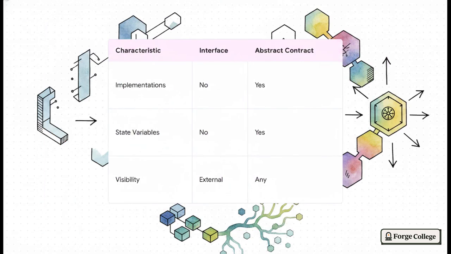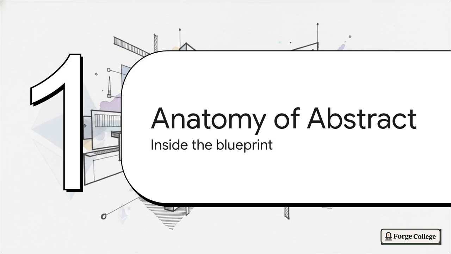Let's actually put them side by side and compare their capabilities. Can interfaces have implementations? Nope. Abstract contracts? Yes, they can. Can interfaces store state data on the blockchain? No way. But abstract contracts? Absolutely. And what about function visibility? Well, while interfaces implicitly force everything to be external, abstract contracts give you total freedom. Any visibility goes. They let us write actual, reusable logic and store state, completely freeing us from those rigid rules of pure interfaces. Moving to section 3, anatomy of abstract contracts.